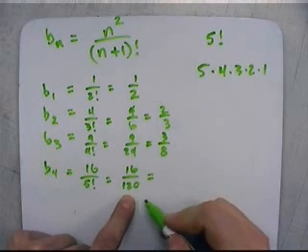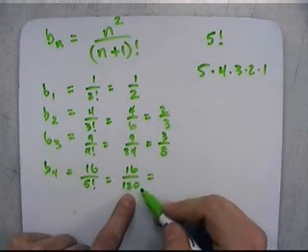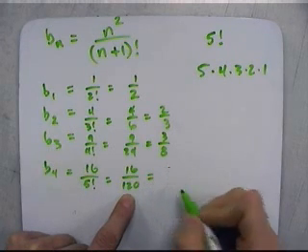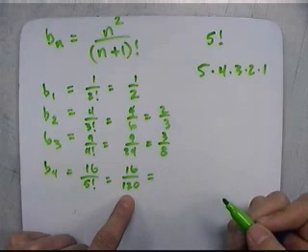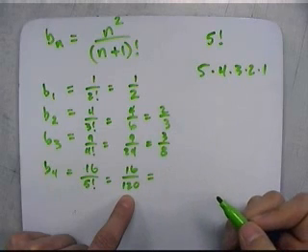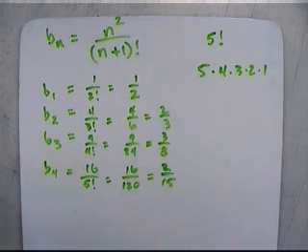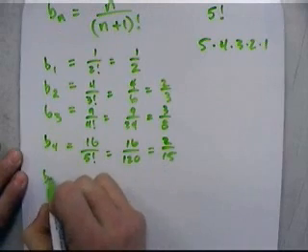16 over 120, right? What does that reduce to? Divided by 2 is 8 over 60. Divided by 2 again, it's going to be 4 over 30, then 2 over 15. Okay, so 2 15ths. And last one here, b sub 5.